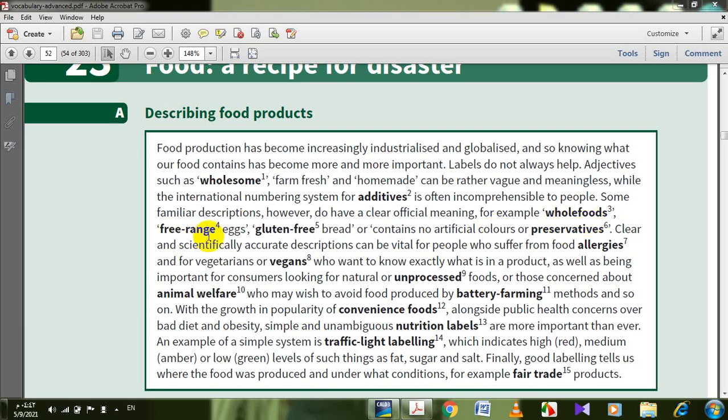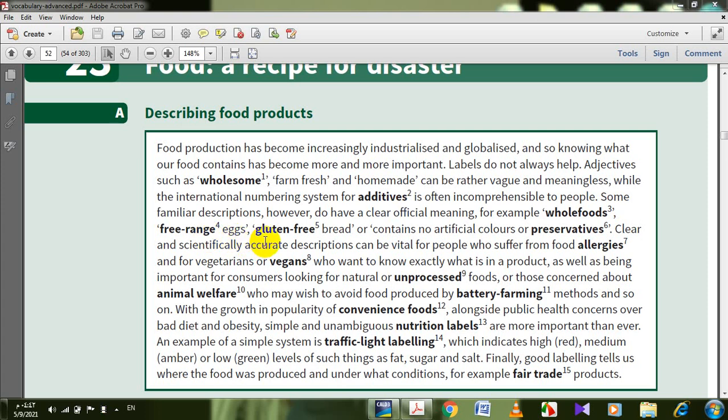Free-range eggs. Free-range eggs are produced by farm animals. This is free range. Okay? Free range means produced by farm animals that are allowed to move around outside and are not kept in cages or stalls. Okay? يعني free range eggs. بيض من دجاج طليق وحر لا يوضع في أقفاص. Okay? بتنقل بياكل من الأرض. Okay, so free range eggs.